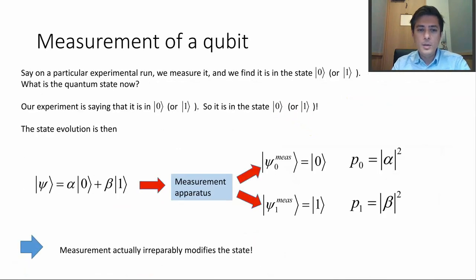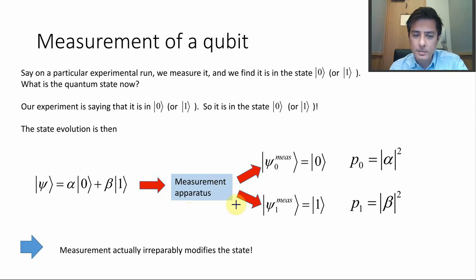Okay, so let's do a simpler example here. Let's just consider a qubit. This is like a two-level system, and let's also think about what happens to the state after you actually measure it. So you might say, okay, I've started off with my state of a qubit that's in this particular state.